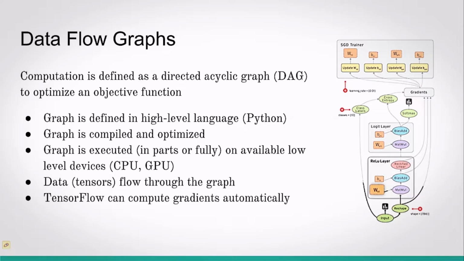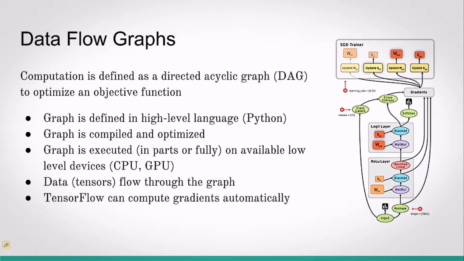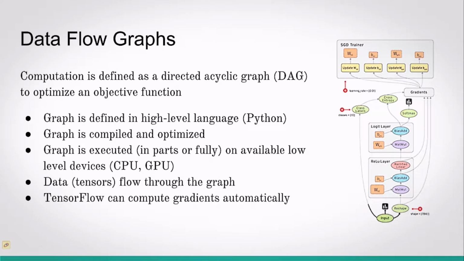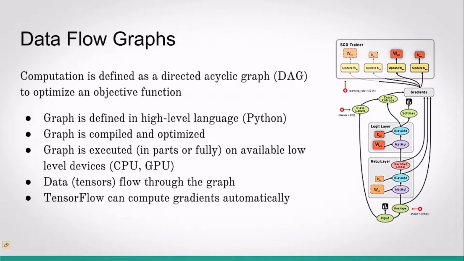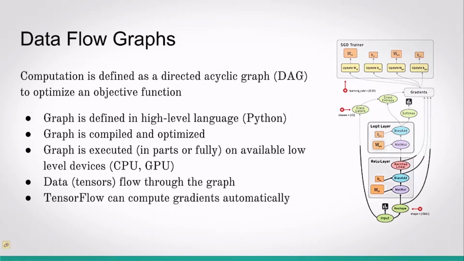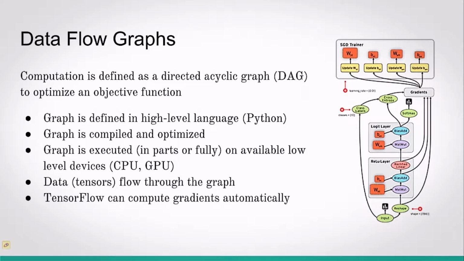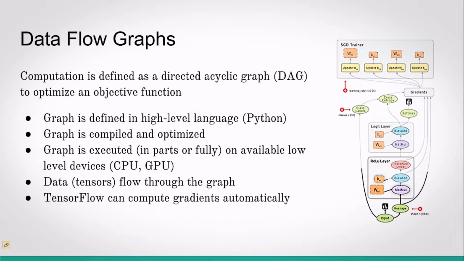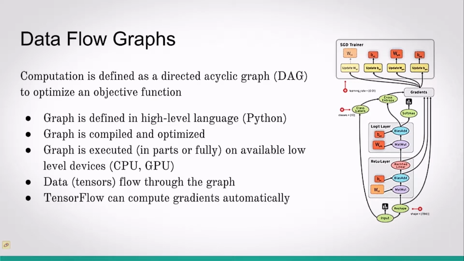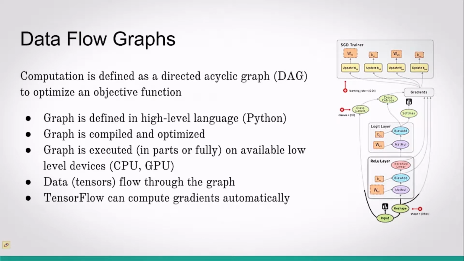So to code in TensorFlow, all you have to do is define a graph, and to do that, you can use one of the front-end languages. The most popular is Python. And once you have written your graph, it's compiled and optimized. And once you have a compiled graph, you can pretty much deploy it on any available local, low-level device. Like you can run the same code on GPUs or CPUs. You don't have to write any custom code to make it run on a different platform. It just works out of the box for you.